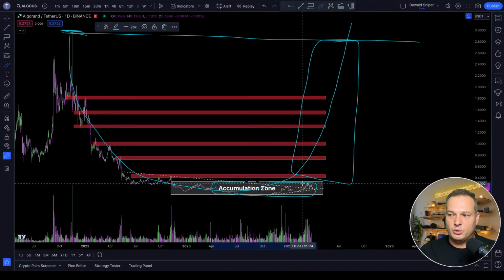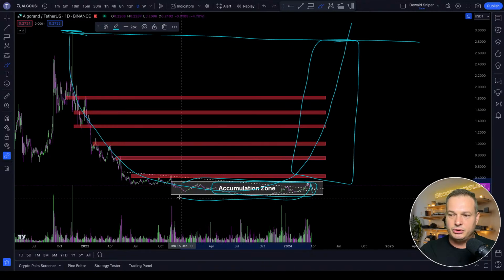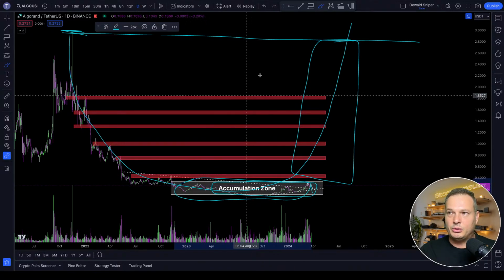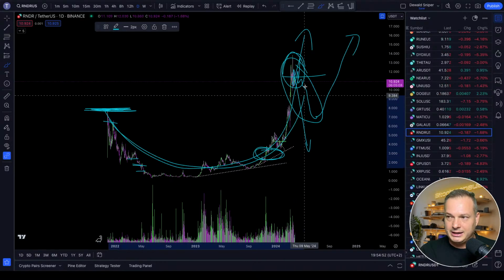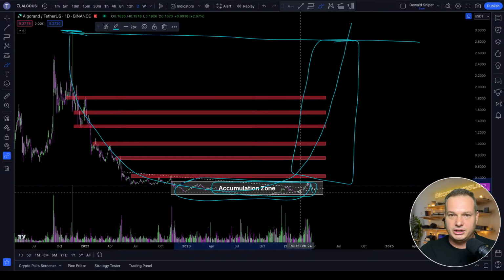I would rather buy a coin that's over here, that even if it has a dump, it's still inside the accumulation zone, and the dump is a lot smaller, because you will see that if Bitcoin has to have a correction over here, you will see a bigger correction from the alts that have already done this than from the alts that are still inside the accumulation zone. Okay.